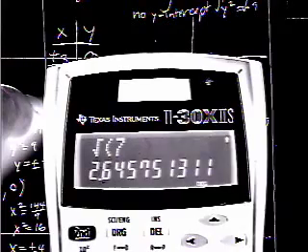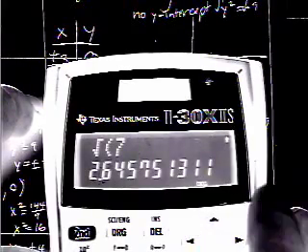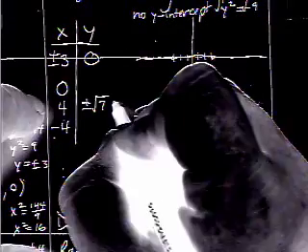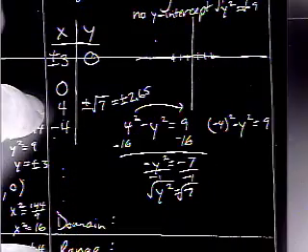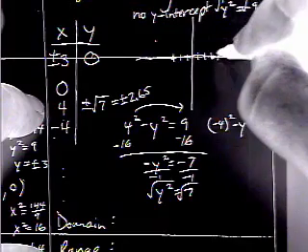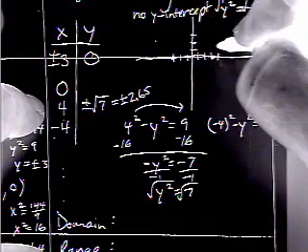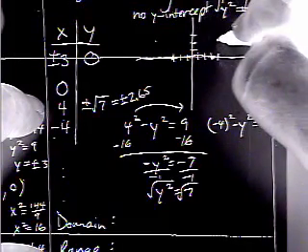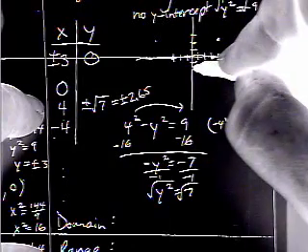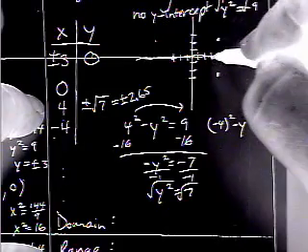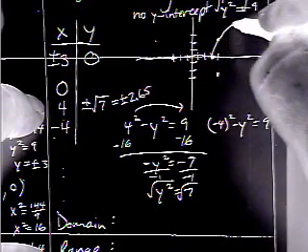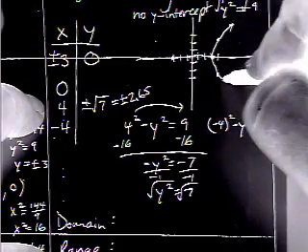I get 2.65, approximately. So when you go all the way over here to 4, I got a 2.65 and a negative 2.65, basically the same point above and below, which is going to create my shape.